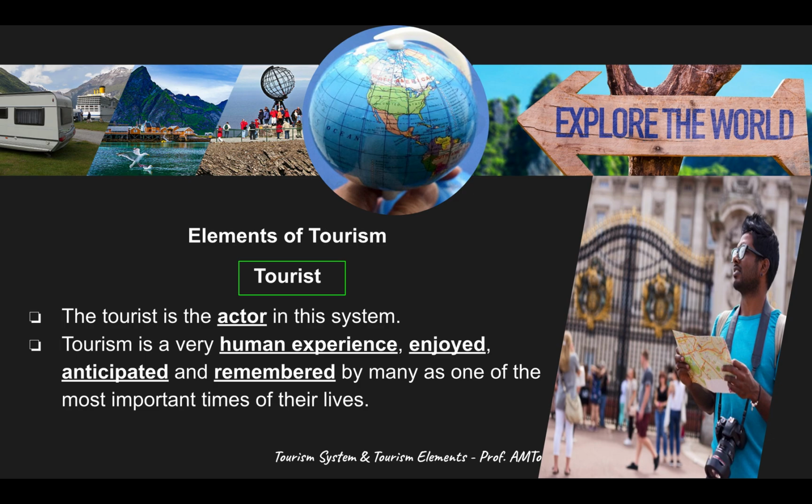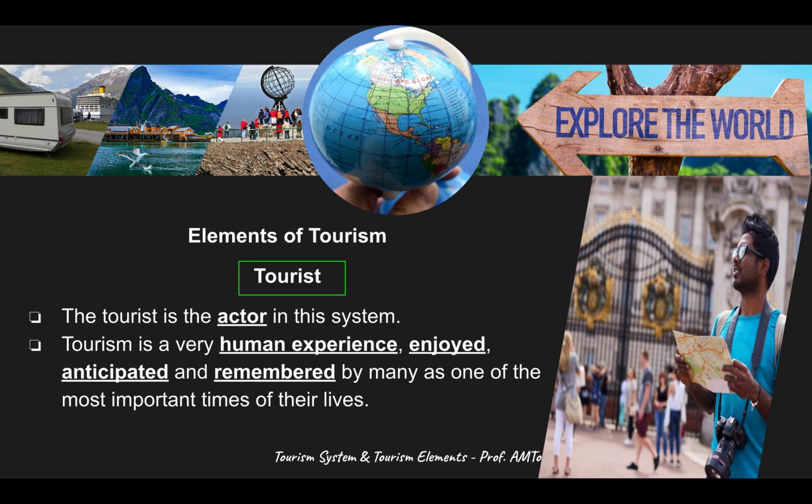And remembering means positive memories, good experiences. So something that they can keep in their mind, and something that they can probably share with other people through their storytelling. Okay, so that's why we say that tourism is a very human experience. It should be enjoyed, it is anticipated, and it is remembered.